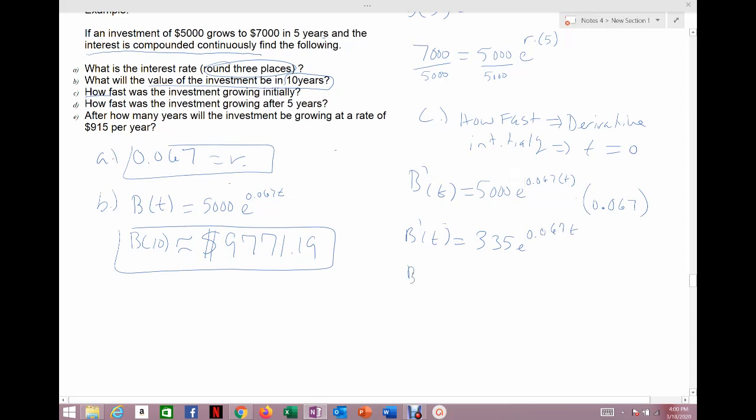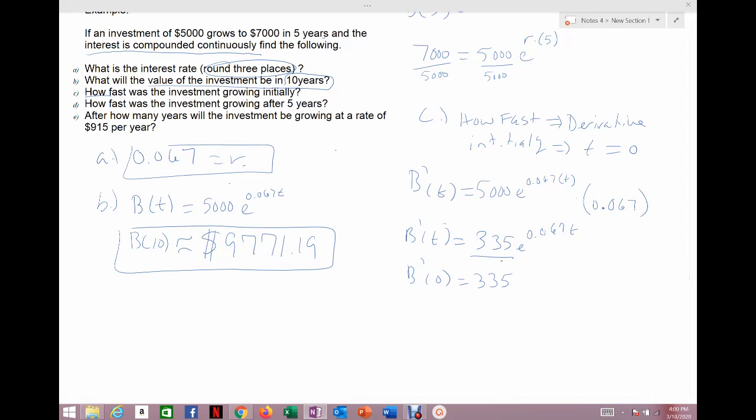Now I'm going to plug in 0. When you plug in 0, it's actually that number out front. That's the initial rate of change. Just like in this problem, that 5,000 is the initial amount, that number in front of this e is the initial rate of change. So that's how fast it's growing as soon as you put your money in.